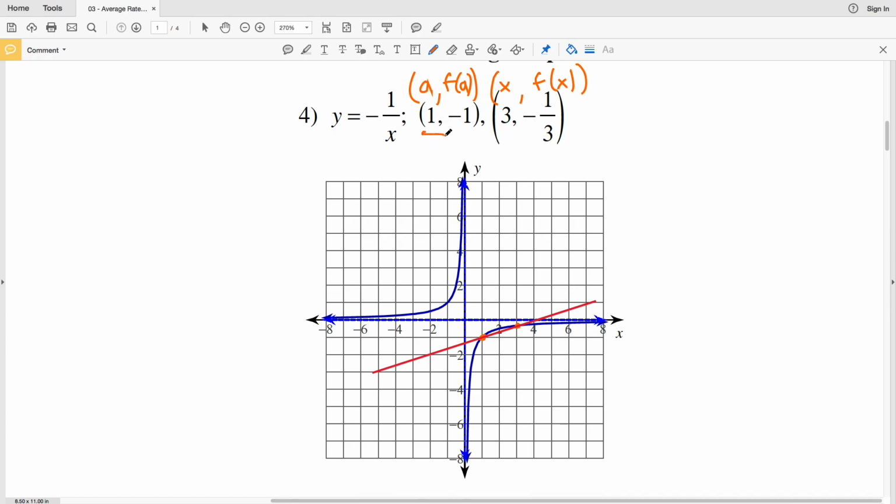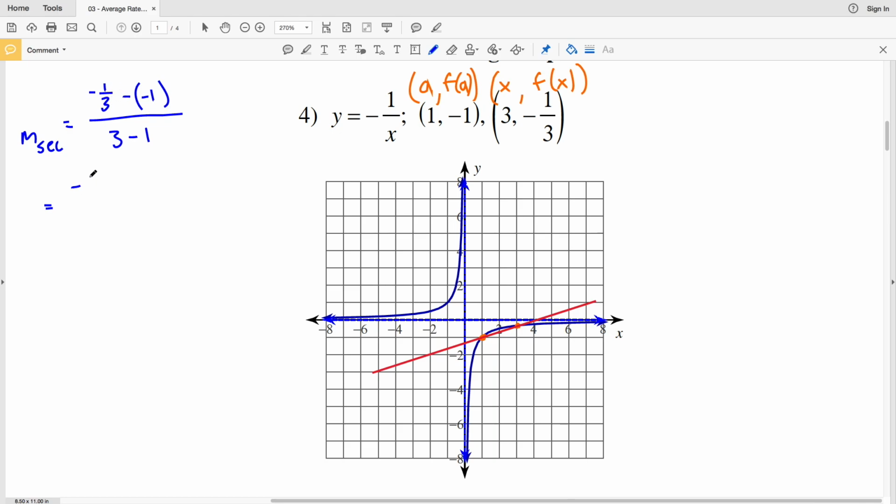So when we're at 1 for a, we're at -1 for f of a. At 3 for x, we're at -1/3 for f of x. So for the slope of our secant line, we have f of x minus f of a, which is -1/3 minus -1, and that's going to be all over x minus a, the change in x, 3 minus 1. Change in y, the change in my function values evaluated at the interval, over the change in x, the change in my interval.